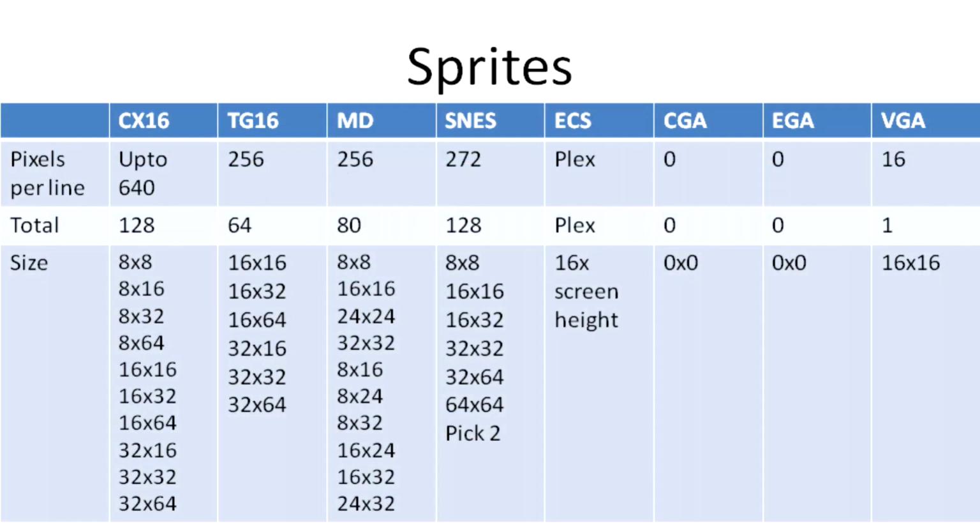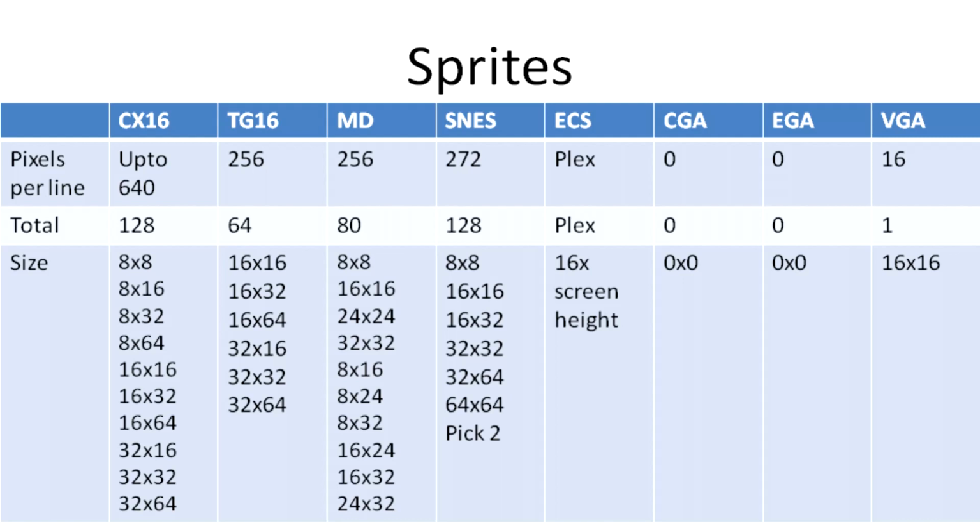Sprites, the big one. Pixels per line. CX16 supports up to 640, with asterisks and Greek letters abound. That's a technical theoretical maximum depending on your color depth and how things are designed. It changes, and it's not a straight linear operation, it's kind of variable.